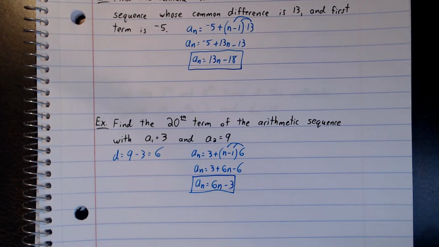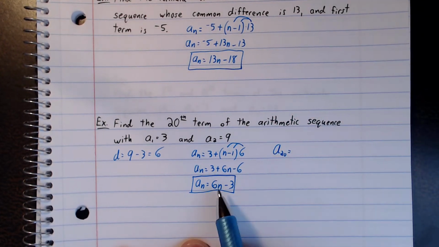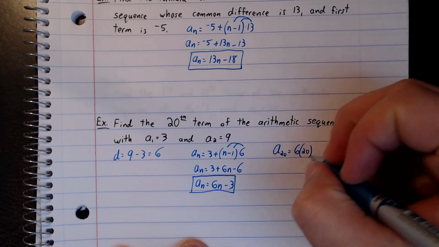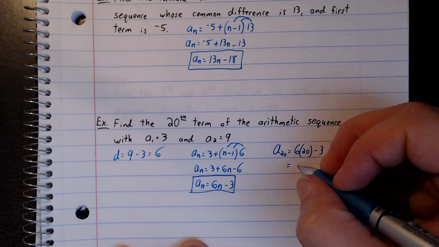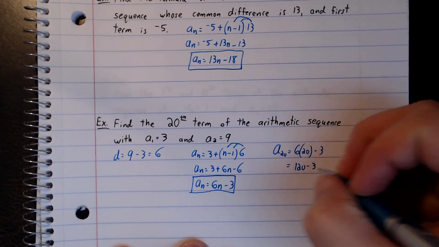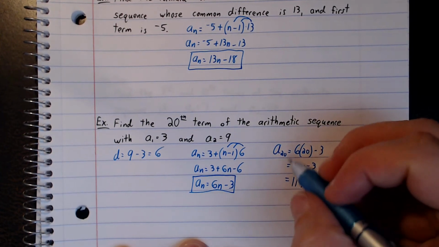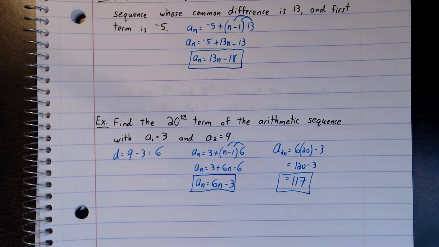But they want us to find the 20th term. So here's what we're going to do. I'm going to plug in 20 into this formula. So it's going to be 6 times 20 minus 3. 6 times 20 is 120. Minus 3 would be 117. So the 20th term is 117. Pretty cool.